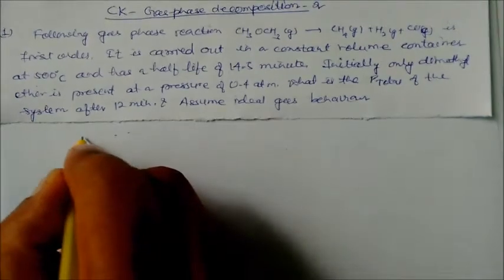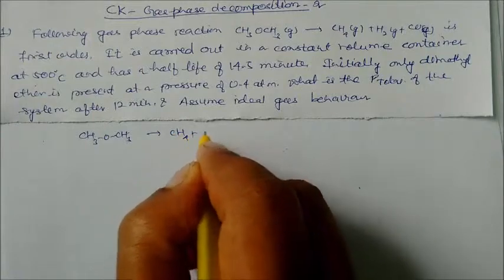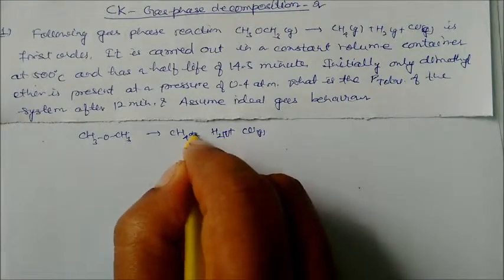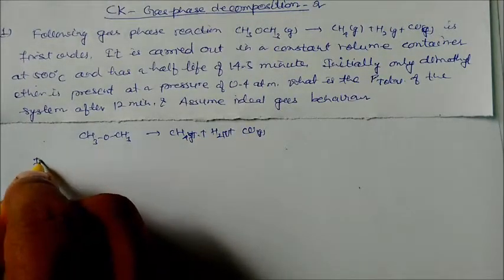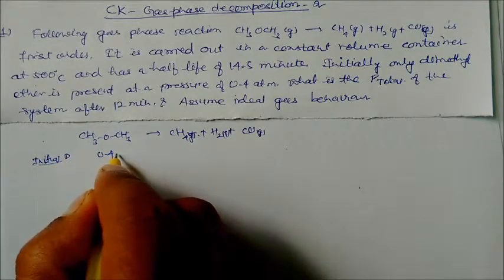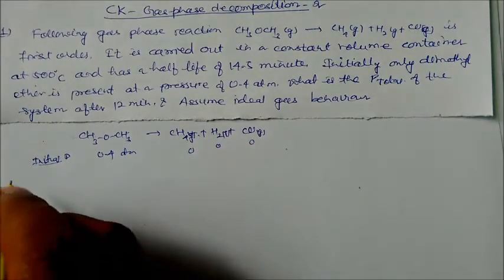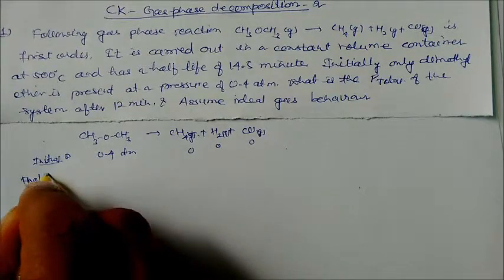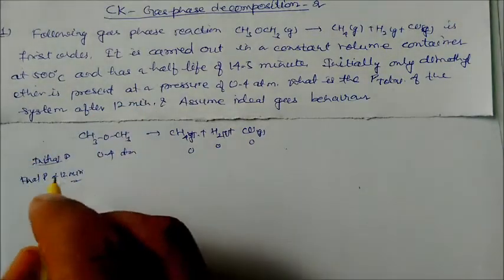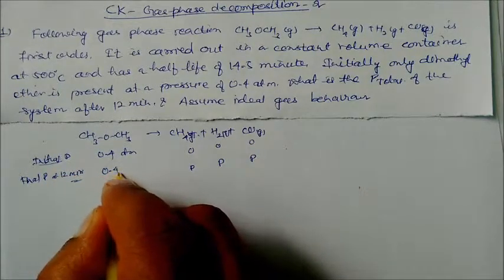First you write this equation, CH3OCH3, this will give you CH4 plus hydrogen plus carbon monoxide, all these are gas. So initially what is the pressure? Initially the pressure is 0.4 atmospheric pressure, and the products will be 0, 0 and 0. Here is the final pressure, that is at 12 minutes: after 12 minutes, this will be P, this will be P, this will be P, and this will be 0.4 minus P.